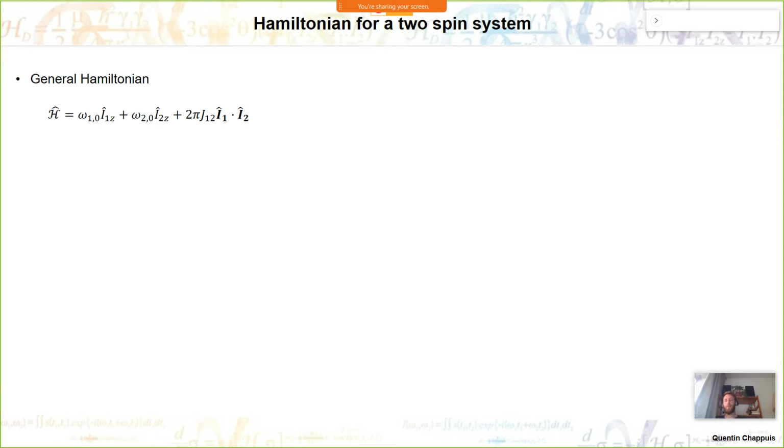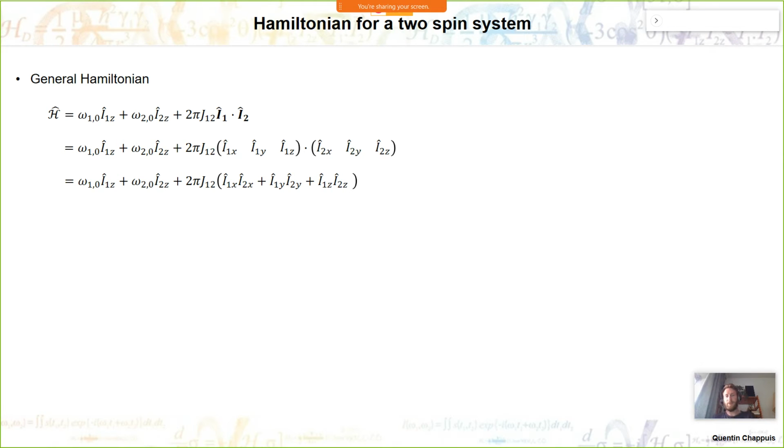So I assume that we are in an isotropic liquid, not doing solid state for now. And I, written in this form, is what we have seen in the beginning of the presentation: the vector containing the angular momentum operators. If I write it in full, taking the dot product, this is what I get.